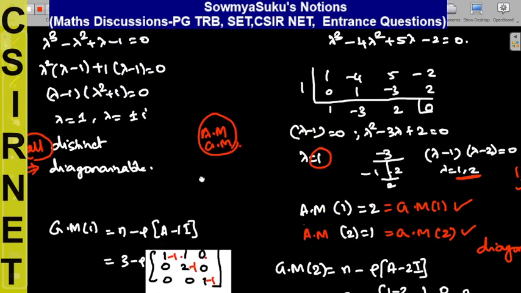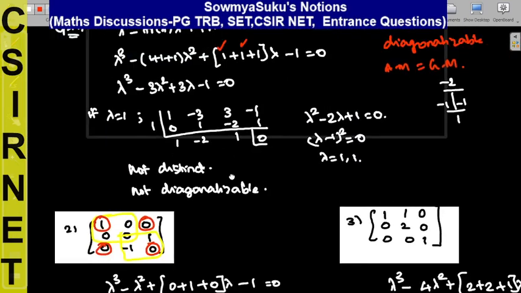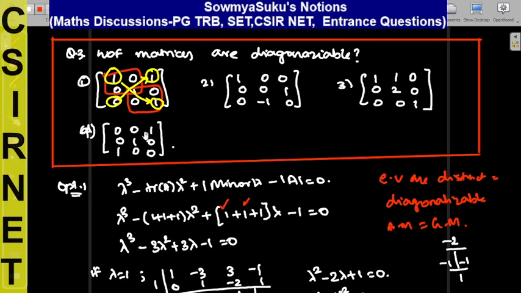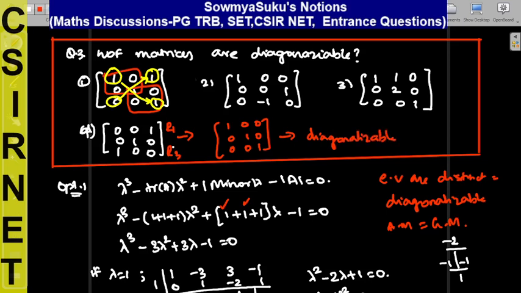Now you can see what about option D. That is the fourth option. Here you can see that this is an identity matrix. You can replace row 1 and row 3. Okay, so that it will be 1, 0, 0, 0, 1, 0, 0, 0, 1. So always the identity matrix is diagonalizable. So according to this question, options 2, 3, 4 are diagonalizable. Let's check the next question.